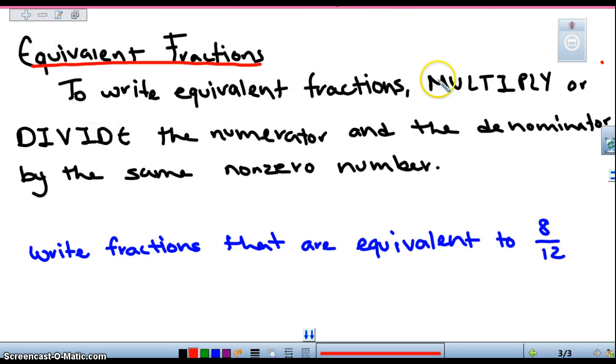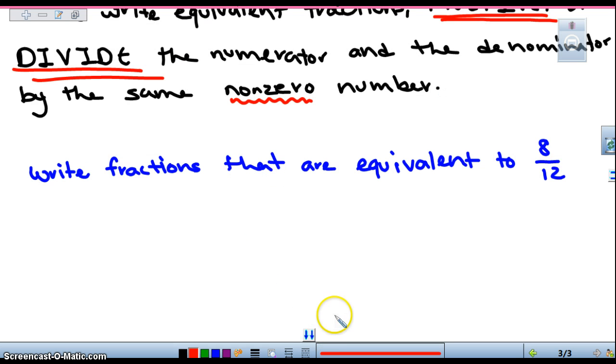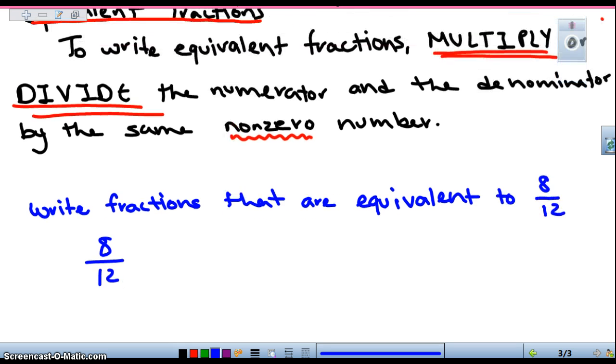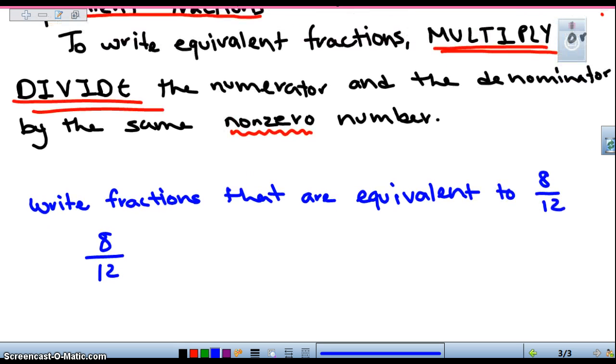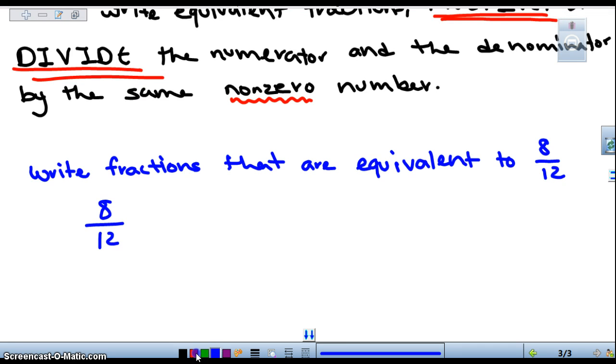To write equivalent fractions, multiply or divide the numerator and the denominator by the same non-zero number. That means any number that is not equal to 0. So let's try. If we have to write fractions that are equivalent to 8/12, right here it says that to write equivalent fractions, multiply or divide the numerator and denominator by the same non-zero number. So let's start by trying to multiply.